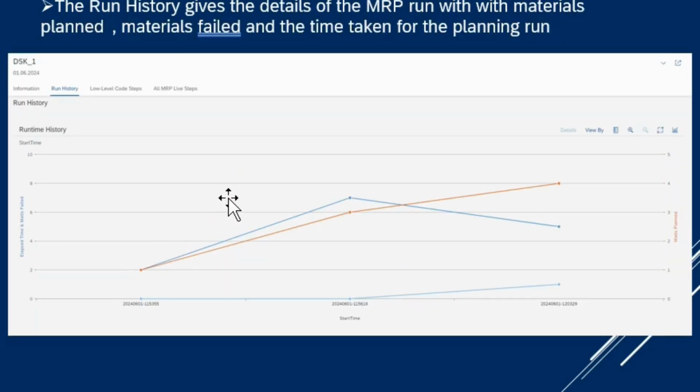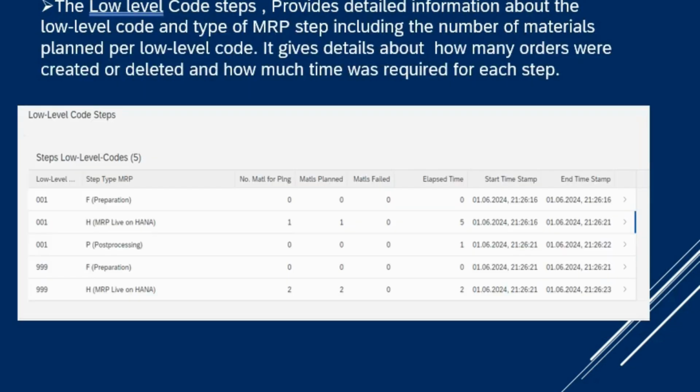Run history will give you a graphical representation of this: what the start time and end time were. You can change the graph; you can see there are ways to change it. It gives you a graphical representation of what happened in the run, how much time it took, along with the materials that failed, etc. You will also see a demo.